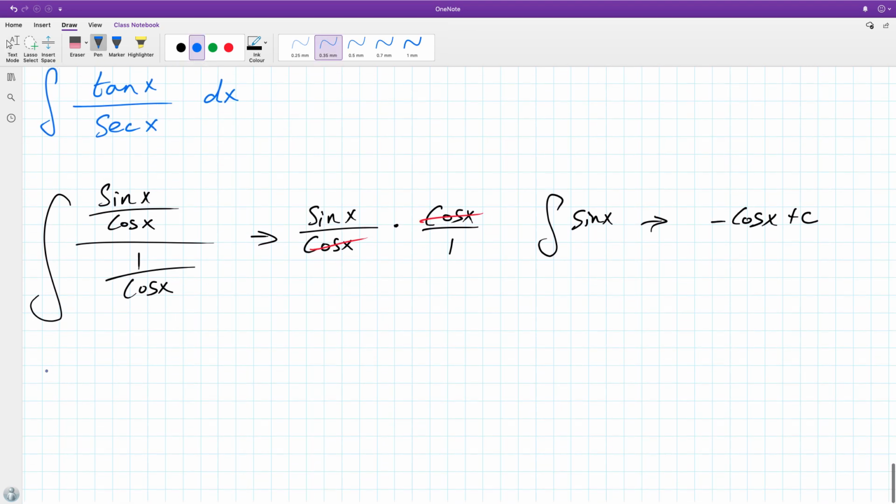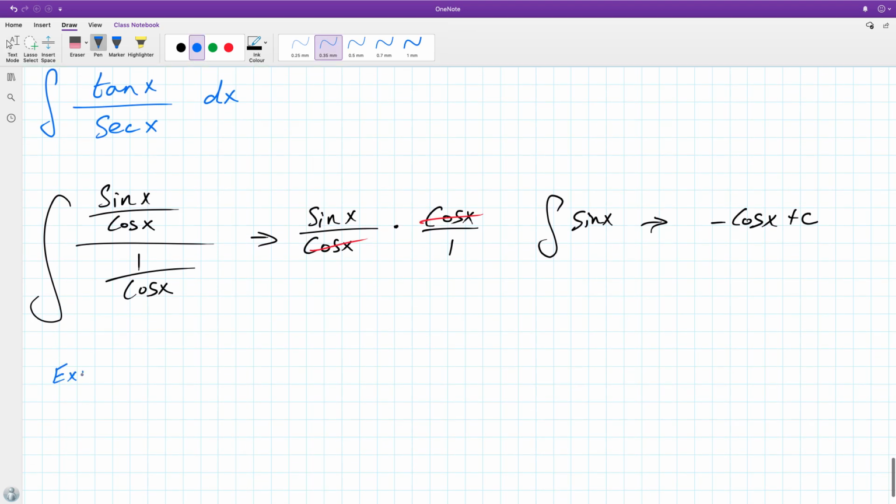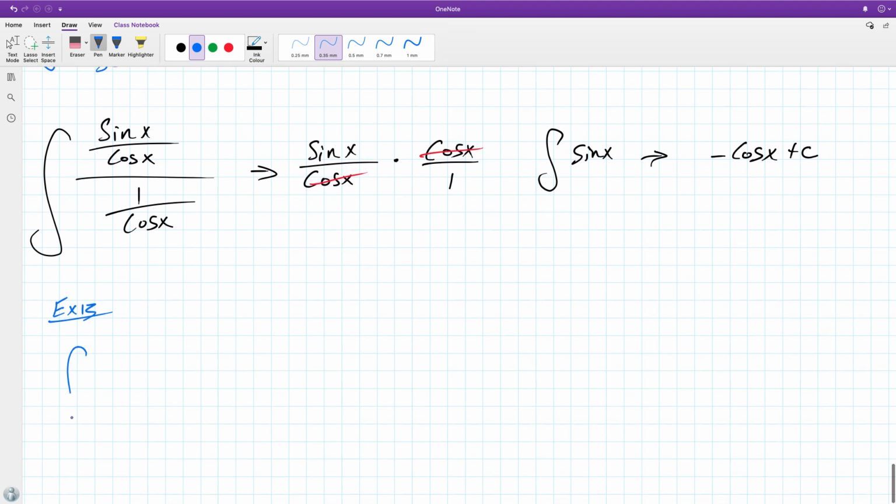Right, have a go at this one. Once again, we're going to use a bit of trig on it. Integrate 2 times the sine of 4x by the cos of 2x dx.